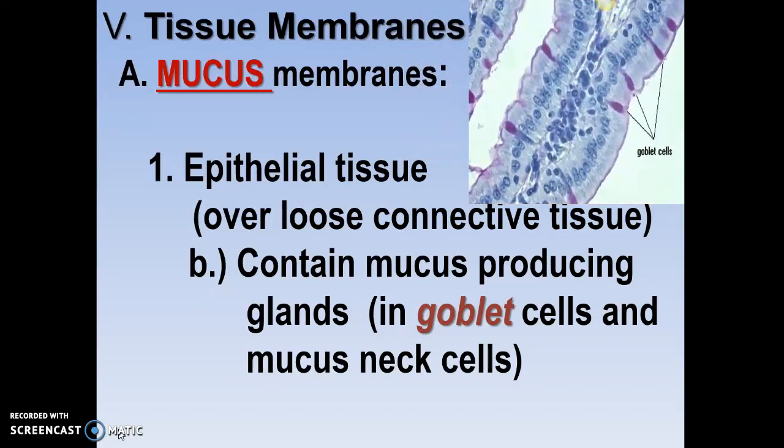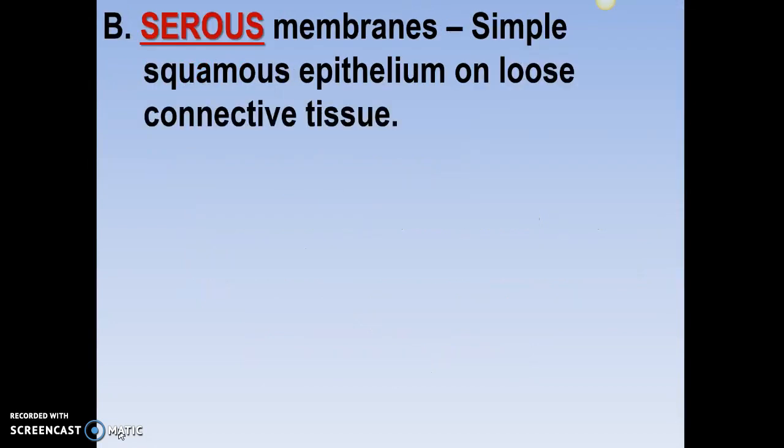Oh, look, there's your pseudostratified columnar. Actually, that is simple columnar epithelial, but there's goblet cells in there. They're differentially stained, so you can see the goblet cells. You're not going to see that on the test like that. Just know goblet cells produce mucus.